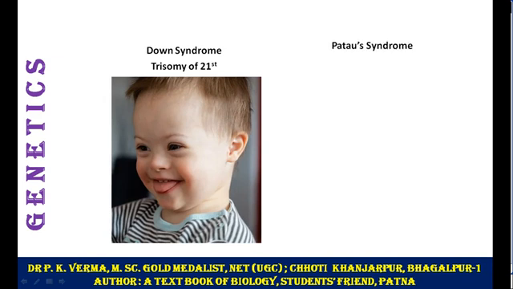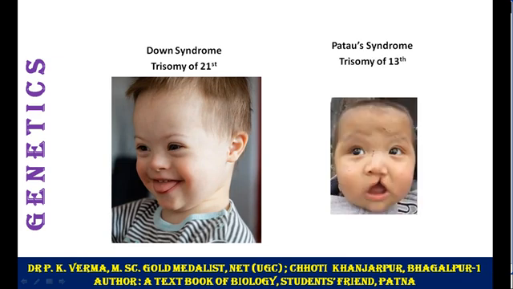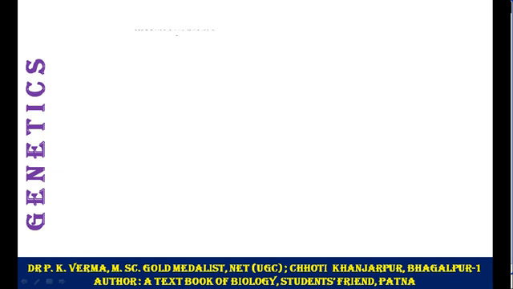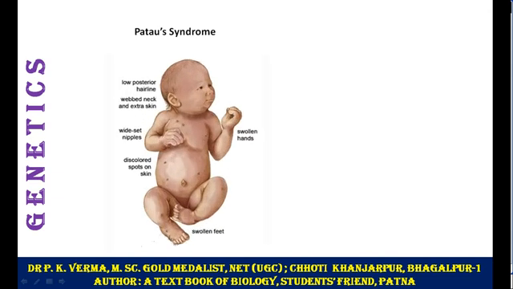Another, the Patau syndrome, the child is affected largely and see absence of the bridge of the upper lip. Now the child of Patau syndrome has low posterior hairline, webbed neck and extra skin, swollen hands, wide set nipples, discolored spots on skin and swollen feet.